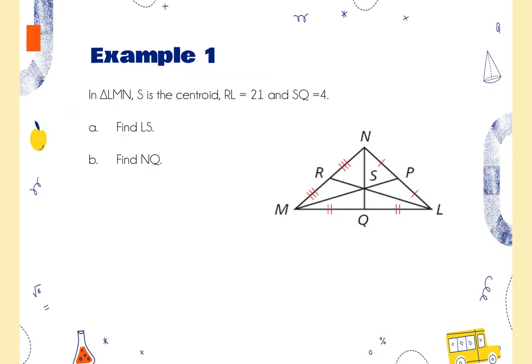All right, so example 1 says, in triangle LMN, S is the centroid. Again, I have to know centroid means median, and that's my 2/3, 1/3 rule. If RL, which is this whole segment here, is 21, and SQ is 4, it wants you to find LS and NQ.